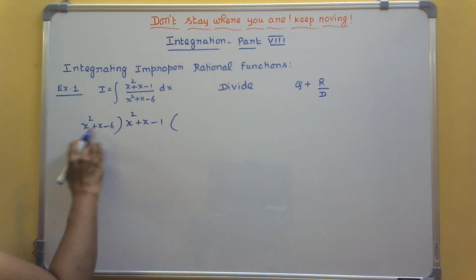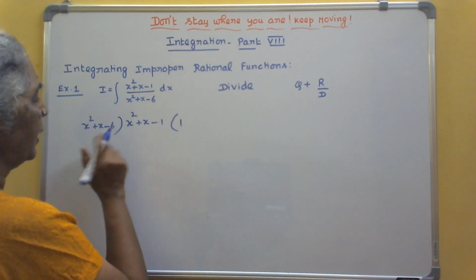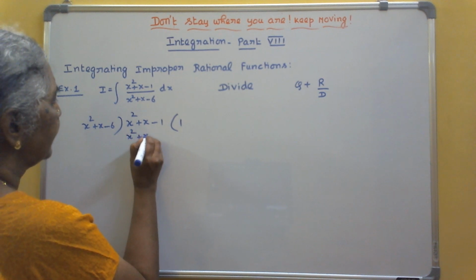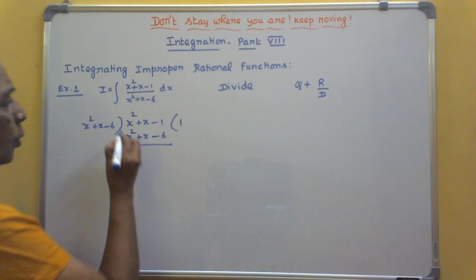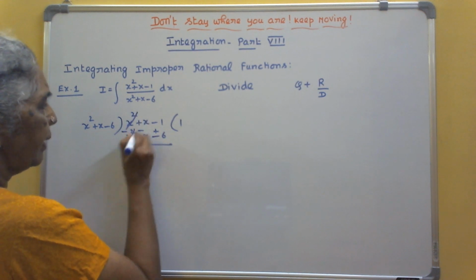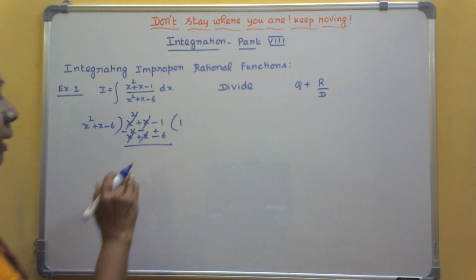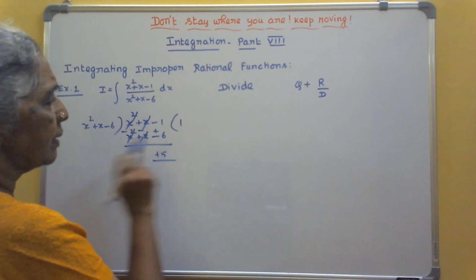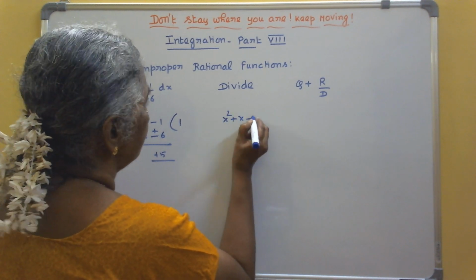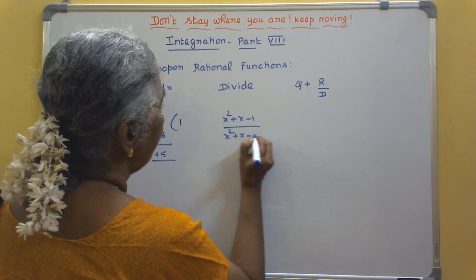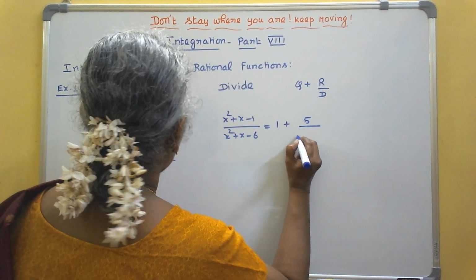Now first term by first term, x squared by x squared, you get a 1 here. Now let us multiply it by x squared plus x minus 6. Next you will change the sign, you remember that? So you will get minus, minus, plus. Here 2 terms get cut. Normally that is not necessary actually. Now I get here plus 5. Now this is the remainder. So now let me write (x squared plus x minus 1) by (x squared plus x minus 6) is equal to quotient plus remainder by divisor.